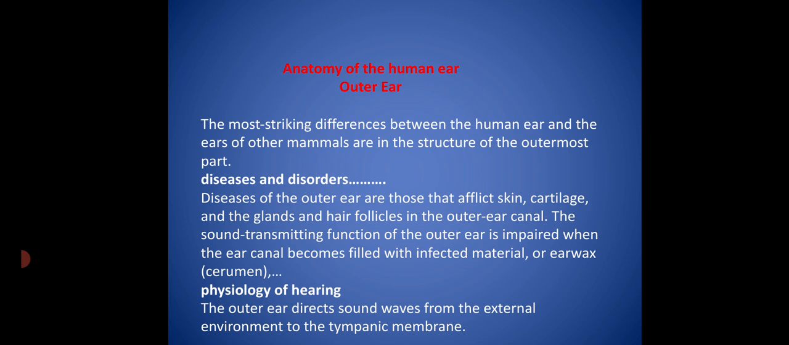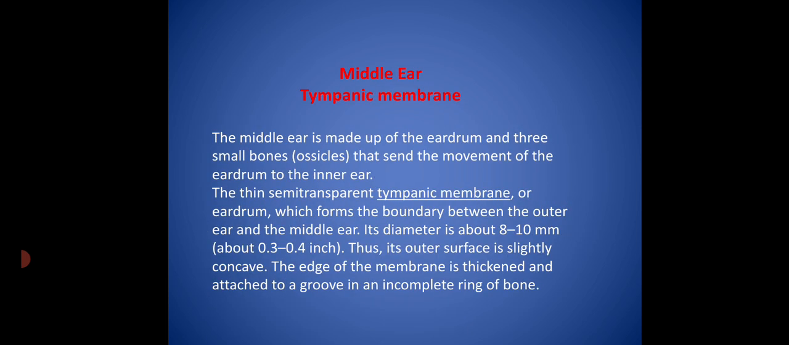Physiology of hearing: the outer ear directs sound waves from the external environment to the tympanic membrane. The tympanic membrane plays an important role in the middle ear. Another name for the tympanic membrane is the eardrum. The middle ear is made up of the eardrum and three small bones, ossicles, that send the movement of the eardrum to the inner ear.